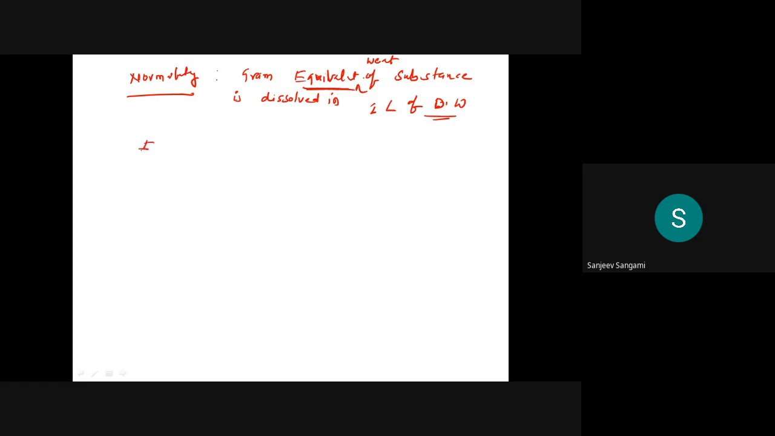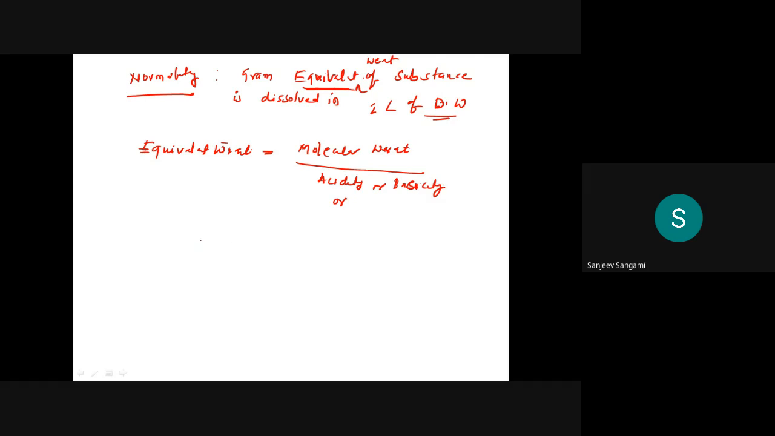Then how is the equivalent weight of any substance calculated? Equivalent weight can be calculated using the formula: molecular weight divided by its acidity or basicity. Basicity of an ion or basicity of its compound.